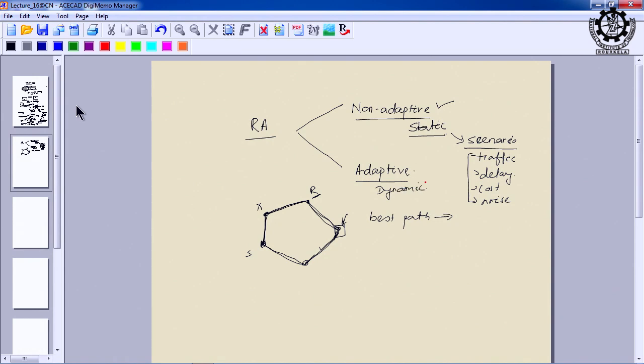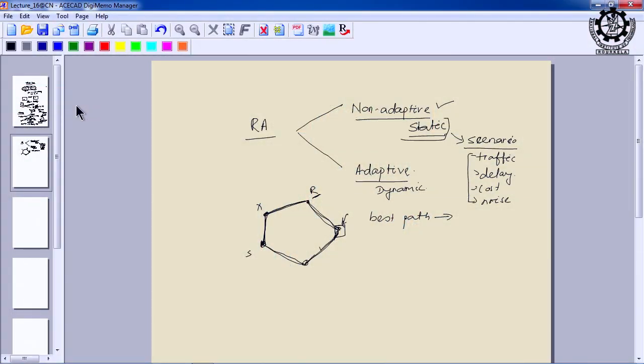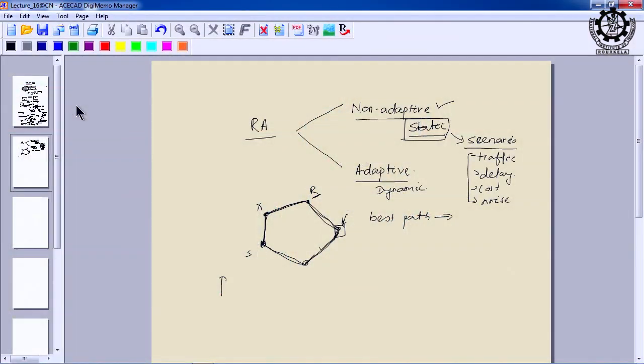Some networks or subnets allow static routing algorithms, whereas others allow dynamic routing algorithms. So, we will first see some of the static, or non-adaptive, routing algorithms. But before that, we must understand that there is a principle called the principle of optimality in the routing path. What does it say?